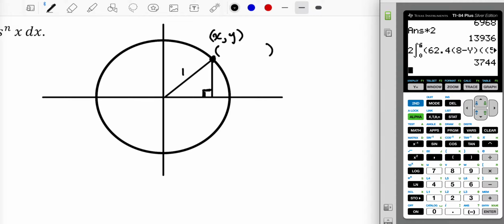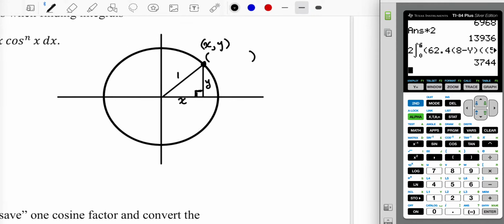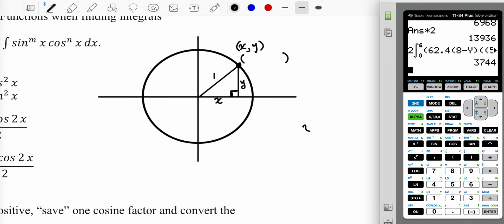So we have x, the horizontal distance of x, right? Because remember, horizontal distance from the y-axis to a point in space is known as x. Vertical distance from the x-axis to a point in space is known as y. And so the relation here is that x squared plus y squared is equal to 1.